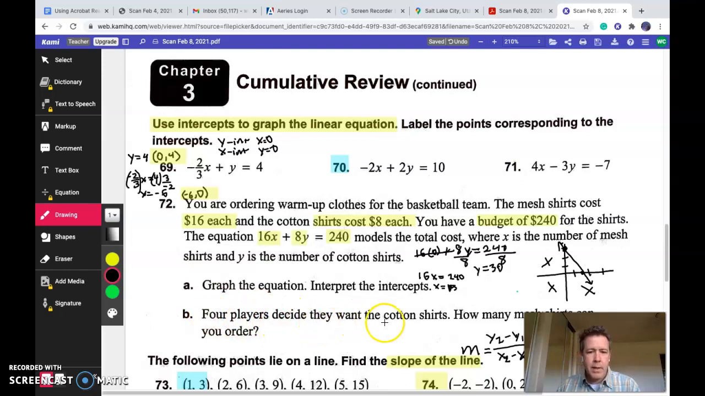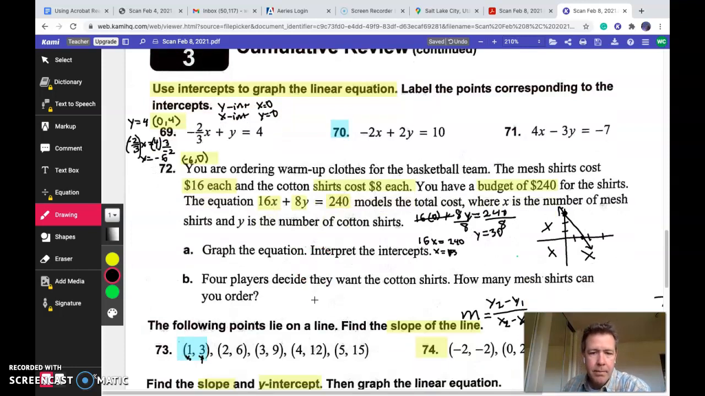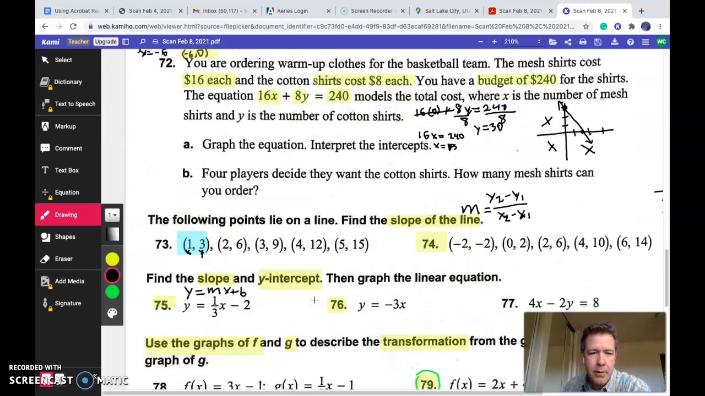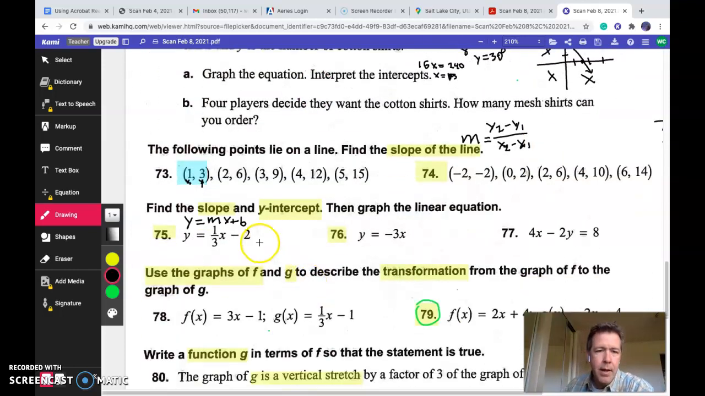Okay, 4 players decide they want cotton shirts. How many mesh shirts can they get in your order? You could do that and go up 4, or plug in the 4 for our cotton shirts here, and then see how many shirts remain for the order. Okay, we'll skip that since there's no problem for you to solve there. And next we'll take a look at problem 73.